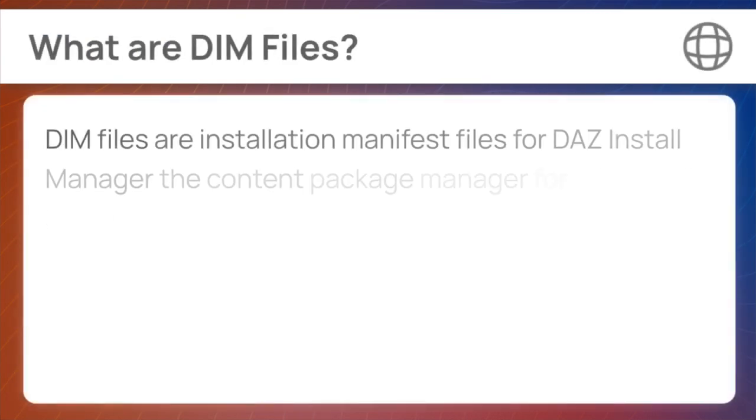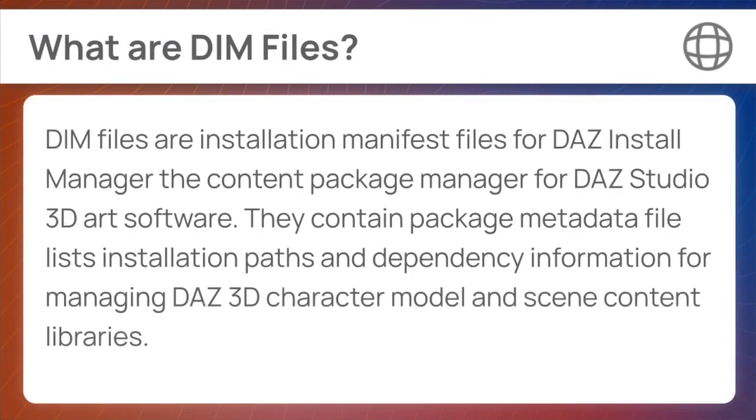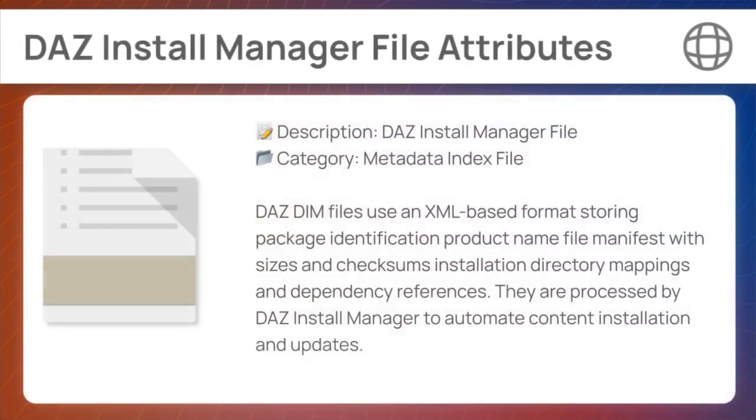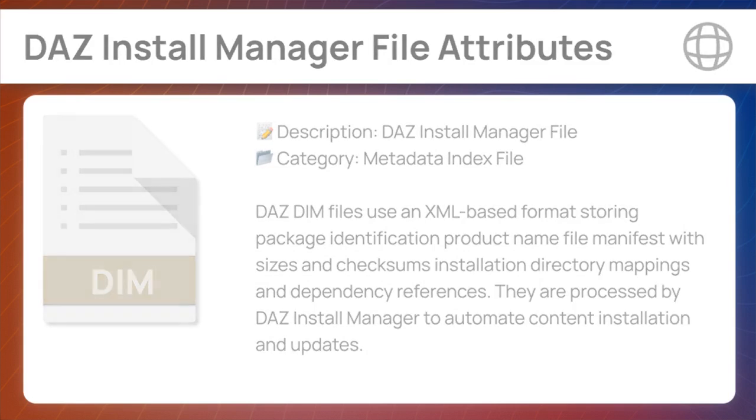DIM files are installation manifest files for DAZ Install Manager, the content package manager for DAZ Studio 3D art software. They contain package metadata, file lists, installation paths, and dependency information for managing DAZ 3D character model and scene content libraries. DAZ DIM files use an XML-based format, storing package identification, product name, file manifest with sizes and checksums, installation directory mappings, and dependency references. They are processed by DAZ Install Manager to automate content installation and updates.